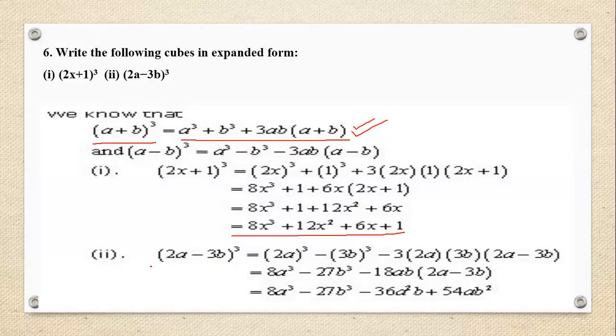Now again we have the binomial in difference form raised to the power 3, and the second identity here, we have used a minus b whole power 3. So again the identity, you know how to use it. First term raised to the power 3 minus second term raised to the power 3 minus 3 times first term into second term, then the difference of first term and second term, a minus b. So you need to put the terms according to the identity, and you have to solve it. I hope you understood both the questions.